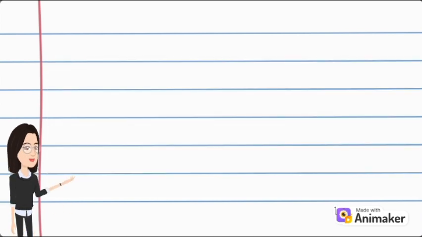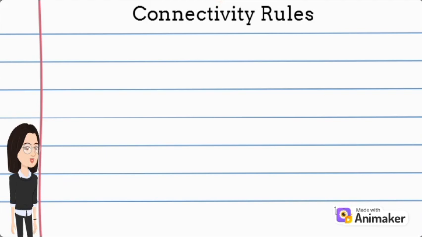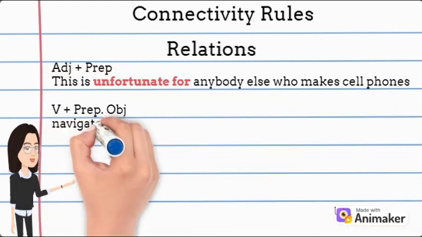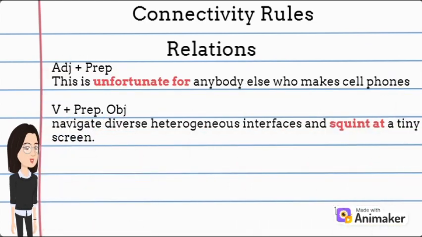Finally, we have connectivity rules, and they are the relationships between pieces of information. In these rules, we have relations, which are the grammatical features of the text, like adjective plus preposition, such as unfortunate for in paragraph 2, or verb plus prepositional object, such as squint at in paragraph 3.